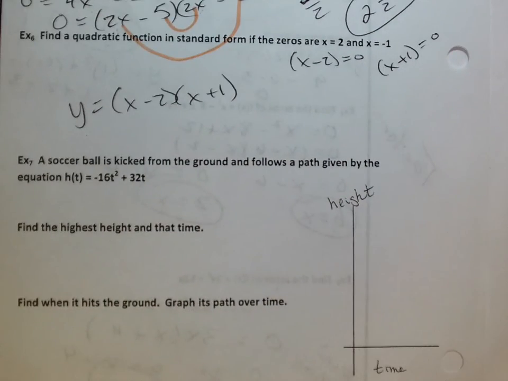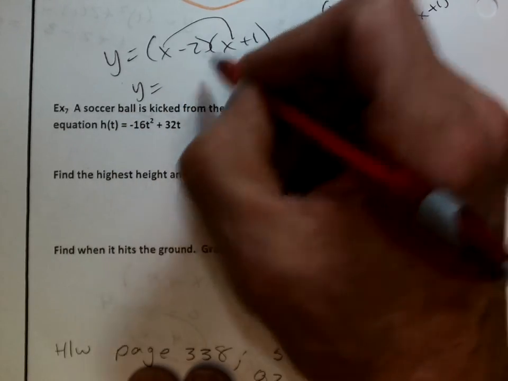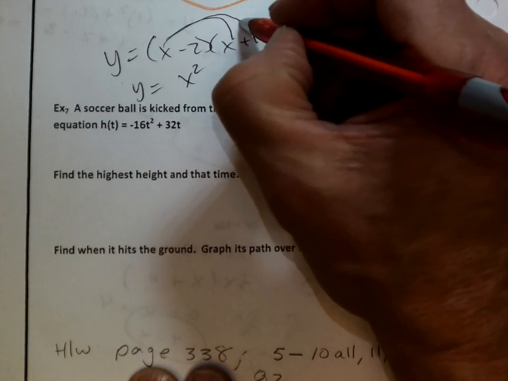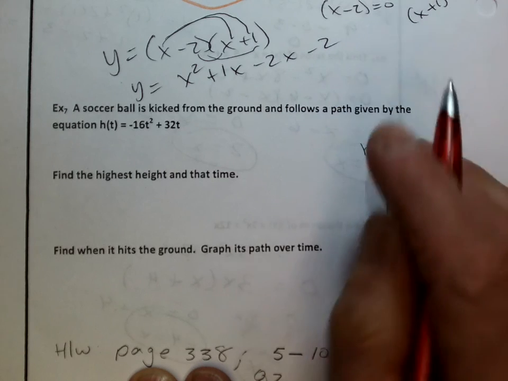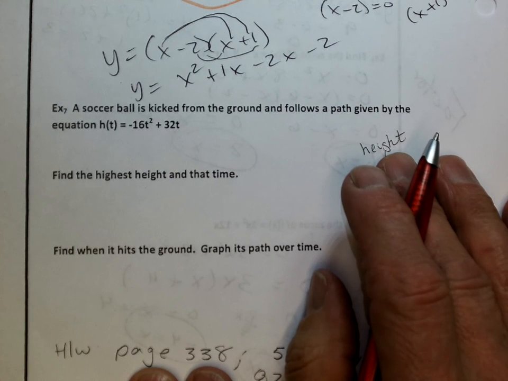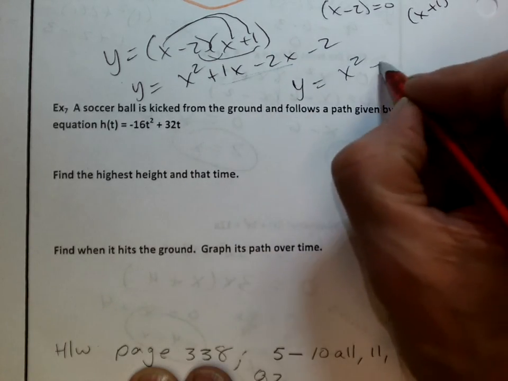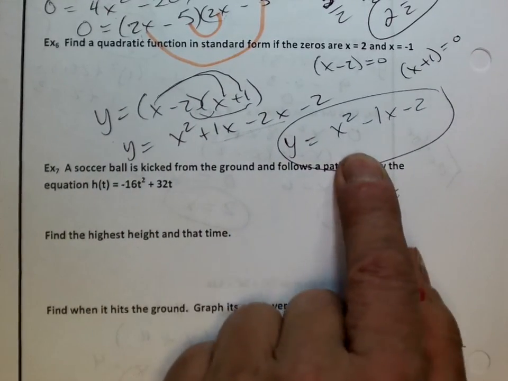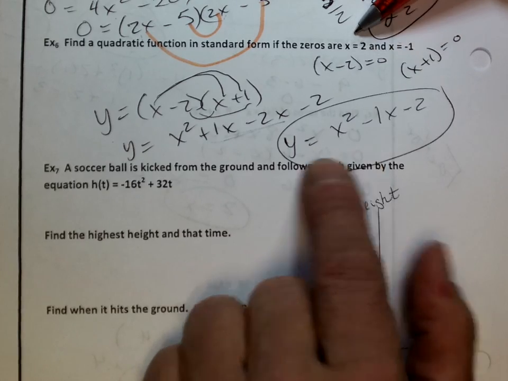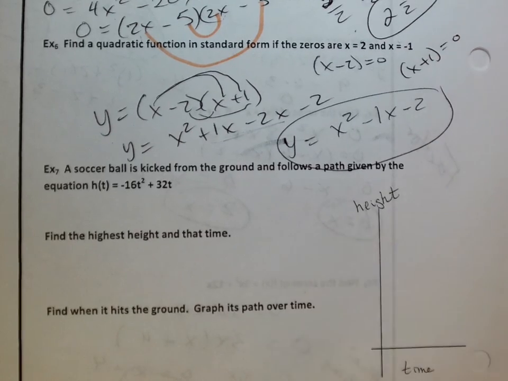But it's not really in quadratic form yet, but we can do that because we know how to FOIL, right? Let's put it in quadratic form. So y is equal to x squared plus 1x minus 2x minus 2, or y is equal to x squared minus 1x minus 2. What did I do? This is the quadratic that would have these two zeros. That's what I did.